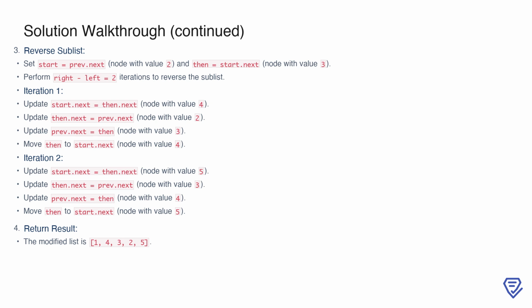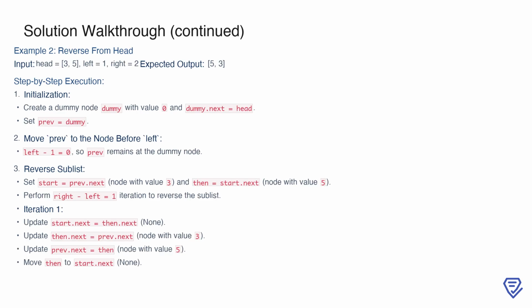Then, we insert then at the beginning of the reversed portion by updating then.next to point to previous.next, and adjust previous.next to point to then. Finally, we move then forward to the node with the value 4. In the second iteration, we repeat this process, adjusting the links such that start.next skips the node with value 4, then.next points back to the reversed portion, and previous.next points to then. After these updates, then moves to the node with value 5, and the sublist is now reversed. The result at this stage is the list 1, 4, 3, 2, 5.